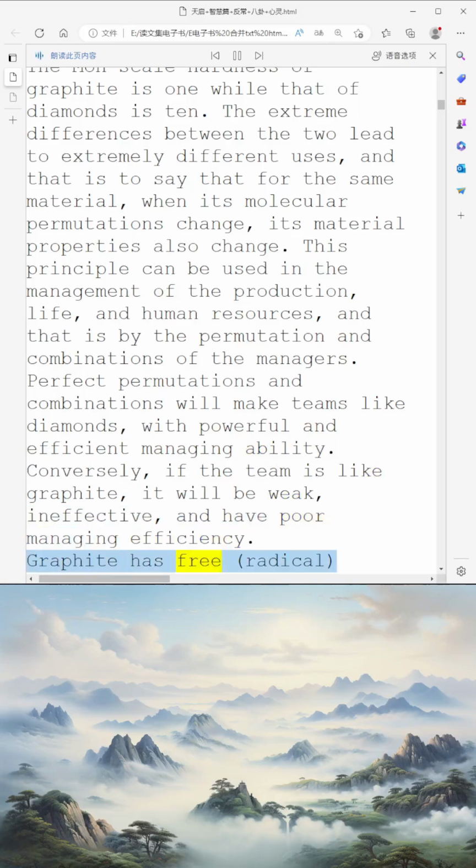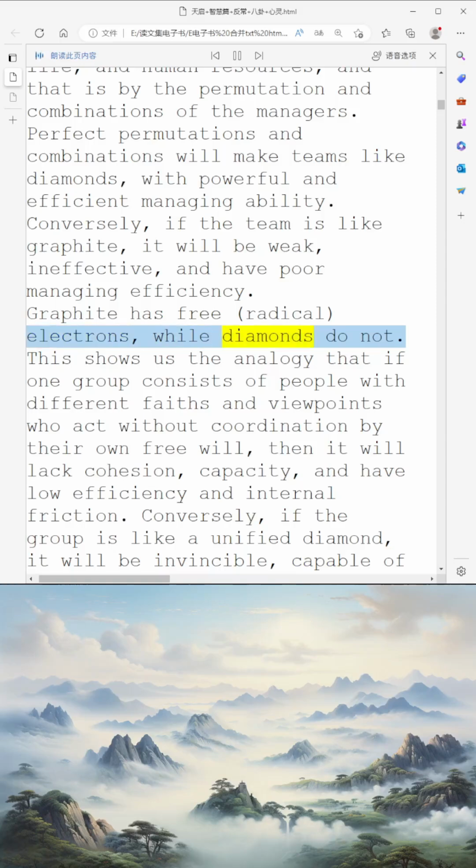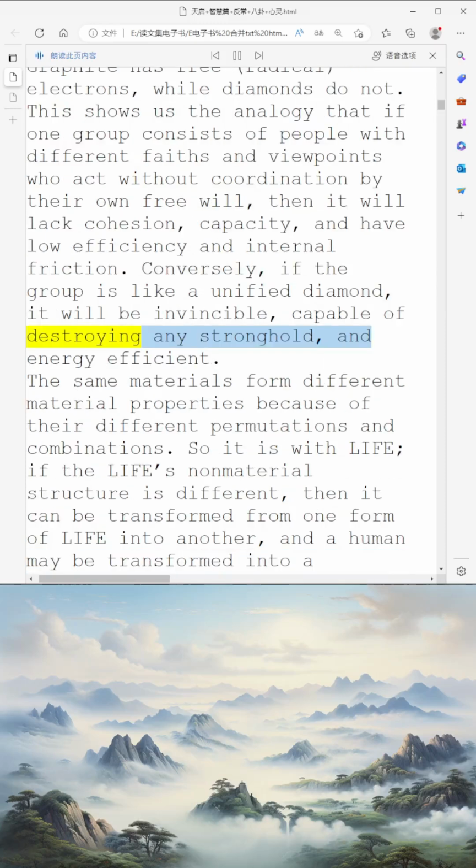Graphite has free, radical electrons, while diamonds do not. This shows us the analogy that if one group consists of people with different faiths and viewpoints who act without coordination by their own free will, then it will lack cohesion, capacity, and have low efficiency and internal friction. Conversely, if the group is like a unified diamond, it will be invincible, capable of destroying any stronghold, and energy efficient. The same materials form different material properties because of their different permutations and combinations.